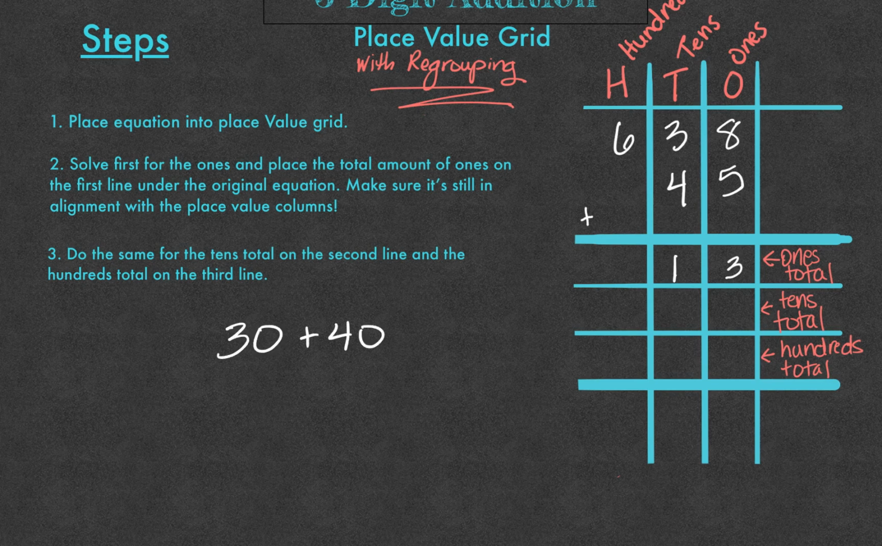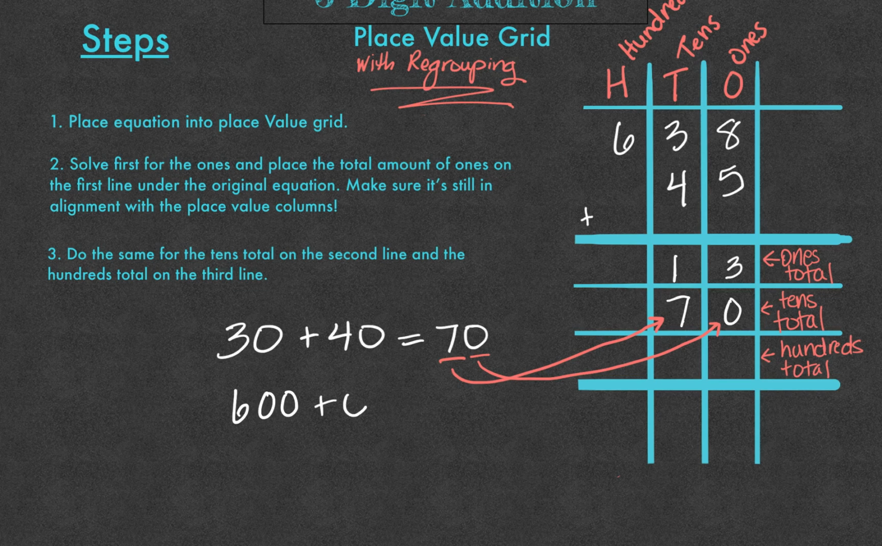So 13 is your total value of ones, and it goes in the same line. You're going to do the same for the tens total. 3 plus 4, or 30 plus 40, equals 70. And we're going to put the value of 70 in the next line down. So that is where you get the 7 tens, and 0 extra ones. We'll do it again for the hundreds place. Do 600 plus 0 plus 0. Looks like I forgot to add that extra 0. But nonetheless, it'll equal 600. So you're going to put the 600 in the proper place. The 6 goes in the hundreds place, followed by 0 tens and 0 ones.